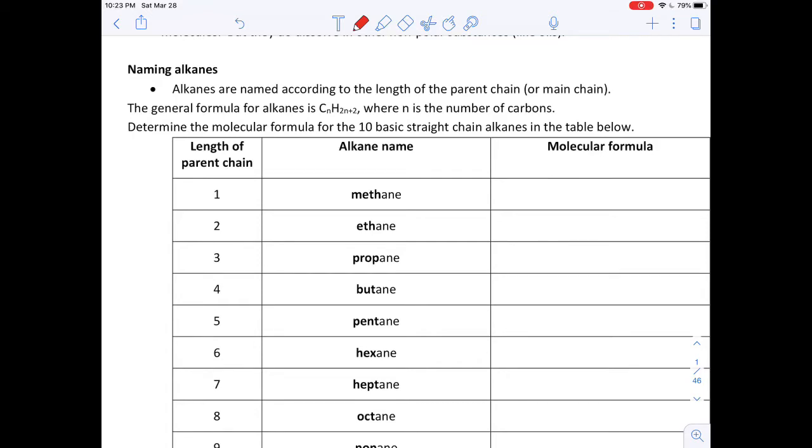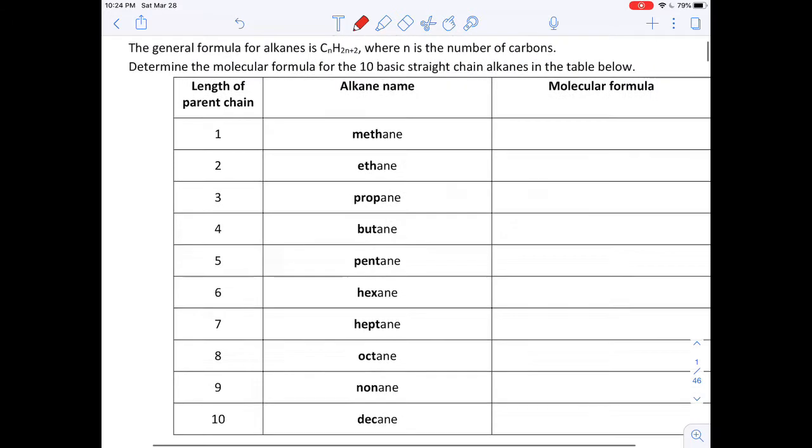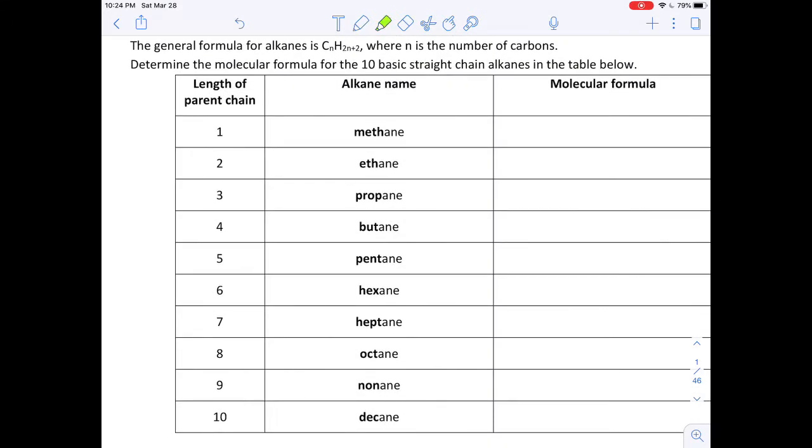Now, the naming of alkanes is related to the number of carbons in the parent chain. If it's got one carbon, it's a meth. If it's two, it's an eth. 6 is like a hex. 8 is oct. 9 is non. 10 is decane. Probably the ones that are the most difficult to remember are prop and but, because they're not like geometrical things like pent, hex, hept, oct.